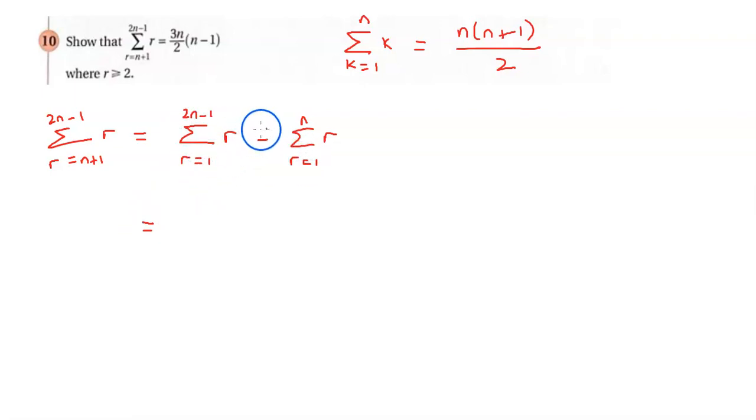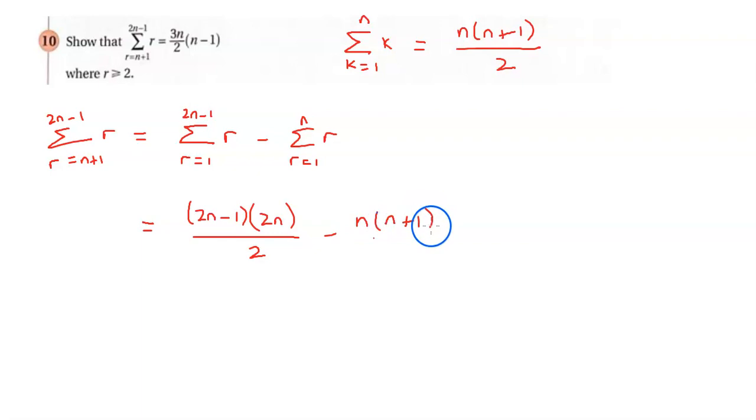So for this first one, we just substitute 2n minus 1 for n. So it's 2n minus 1 times 2n minus 1 plus 1, which is 2n, and then the whole thing divided by 2, minus, and then for this one here, it's just exactly as it's written, so n times n plus 1 divided by 2. And then from there, well, I don't know, there's probably a way cleverer way to do this.